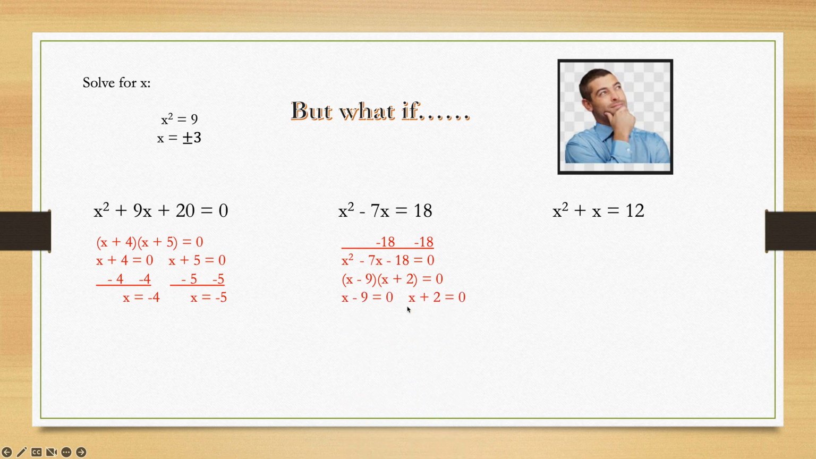Then maybe it's the one on the left, maybe it's the one on the right. On the left one here, add 9, subtract 2 on the right, and I get x equals 9 and x is equal to negative 2. And by the way, if you checked it, it would work. I'll just check the 9. 9 squared is 81, 7 times 9 is 63, 81 minus 63 is 18.